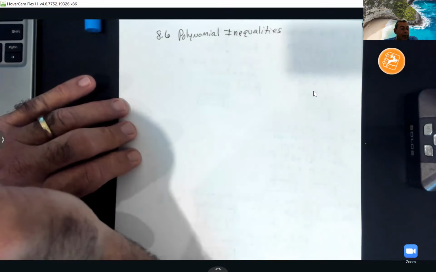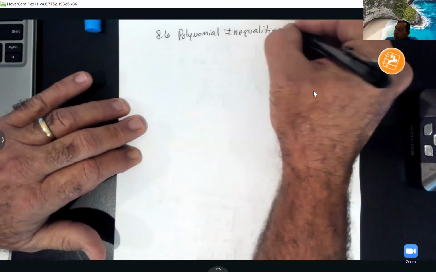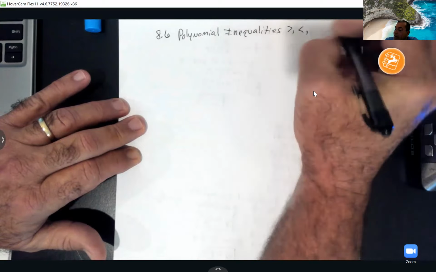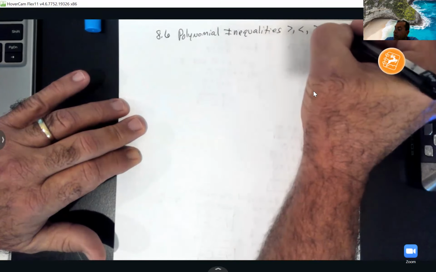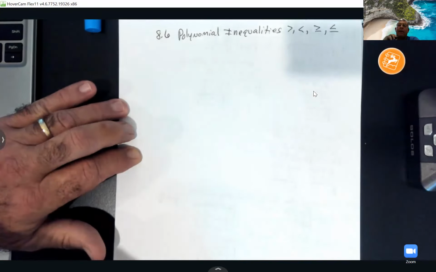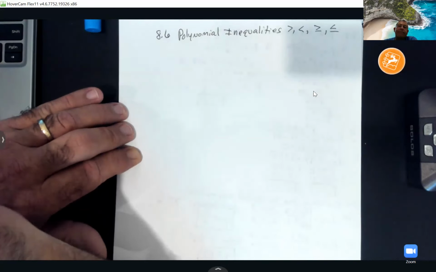Now, inequalities are your greater than, less than, greater than or equals, and less than or equals.